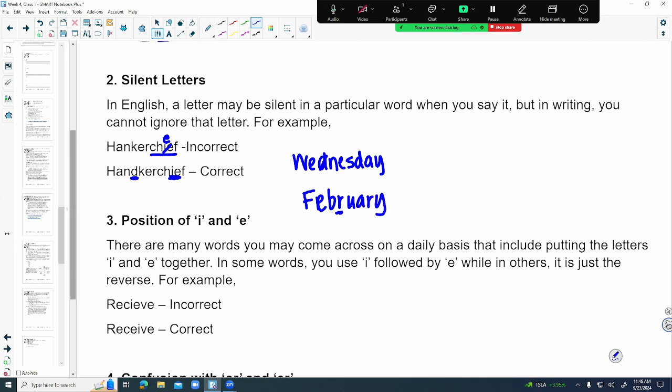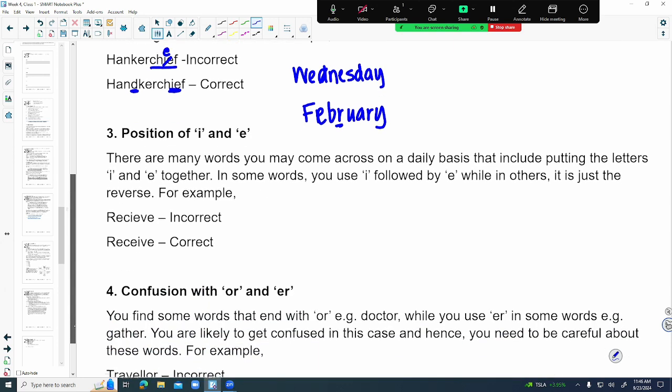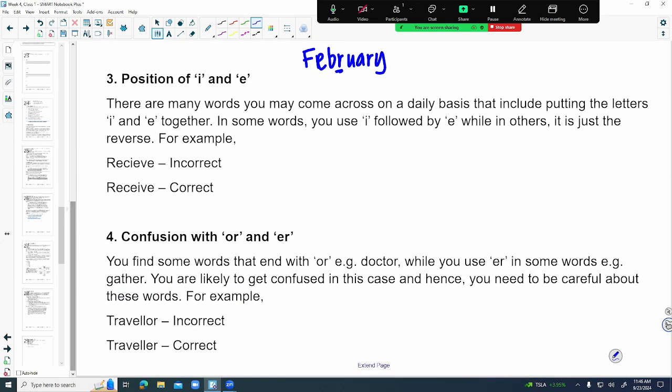Okay, it has an R in it. We don't say that R. We don't say February, we say Febyoo-ary. But when we're spelling it, we need to make sure that we put all the letters in.